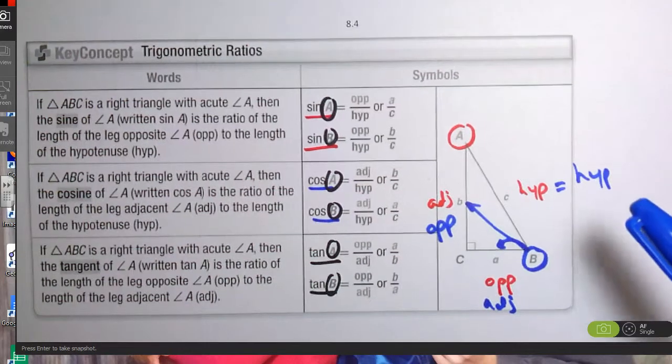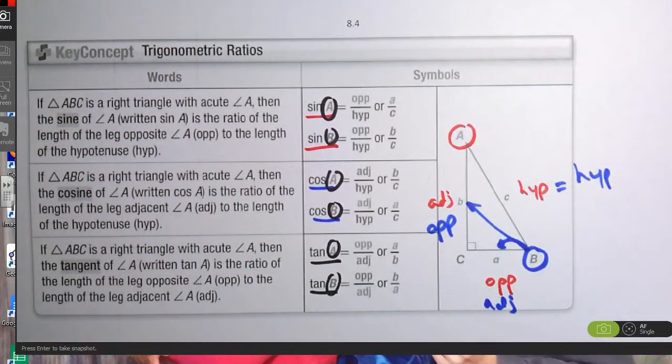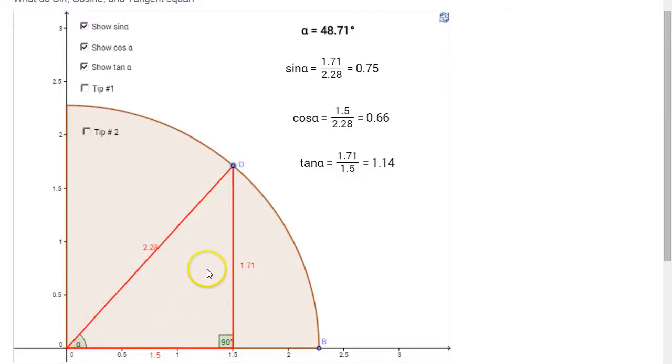Okay, so that's the definition. Now, why do we care about all this, other than just, hey, do it? Well, somebody really intelligent a long time ago figured out that if you talk about a right triangle, it's not the side lengths that matter. It's actually the angle that matters here. And we're talking about angle A here, which is 48.71 degrees. Now this drawing here, ignore the circle part of it, that's not important. It's just to help out with the sketch.